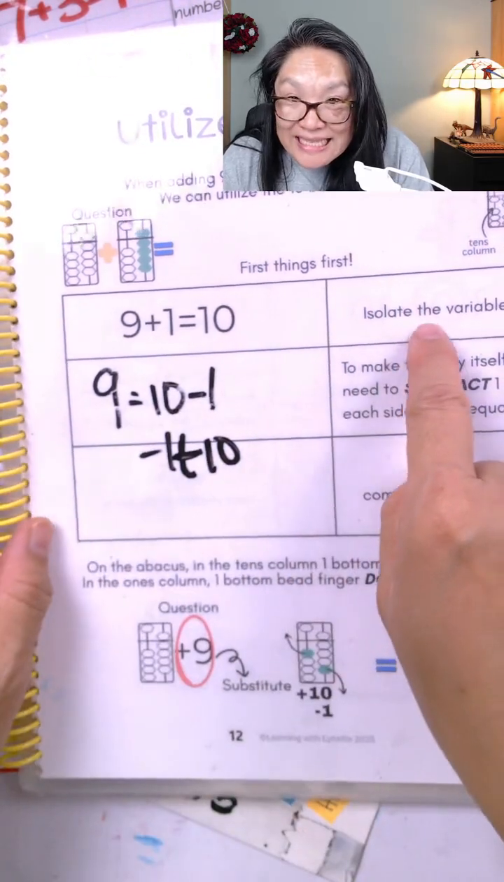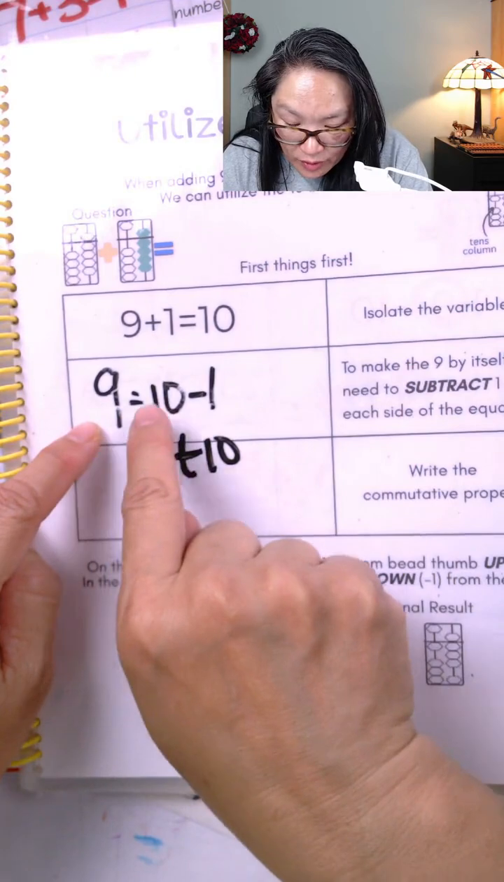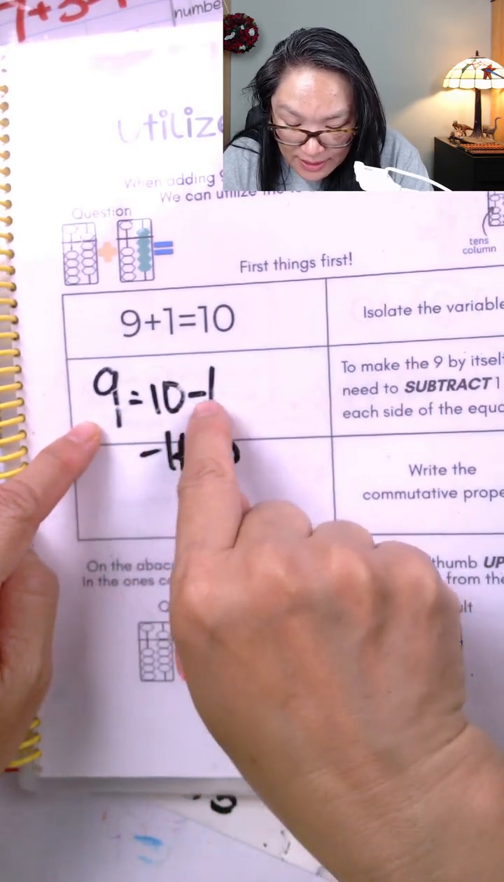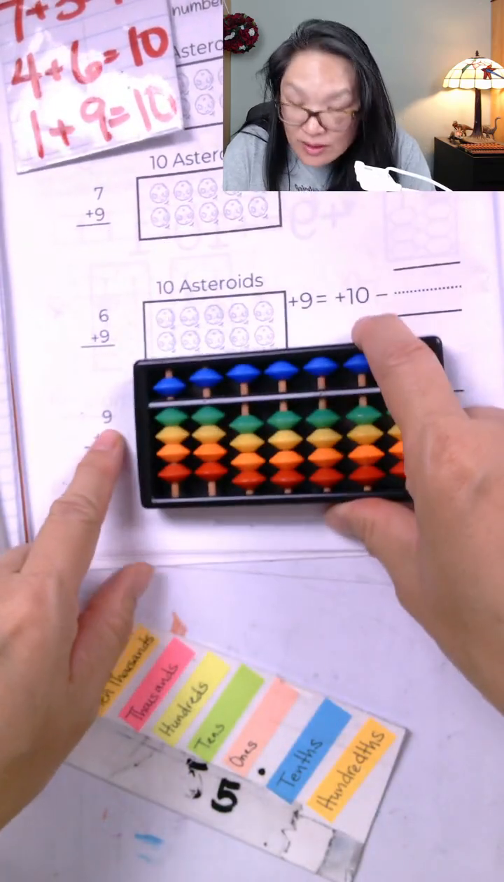Modify. We're going to isolate the variable. 9 is my variable. We're going to do plus the 10 minus the 1. Why are we doing that? Right here. The question is right here.